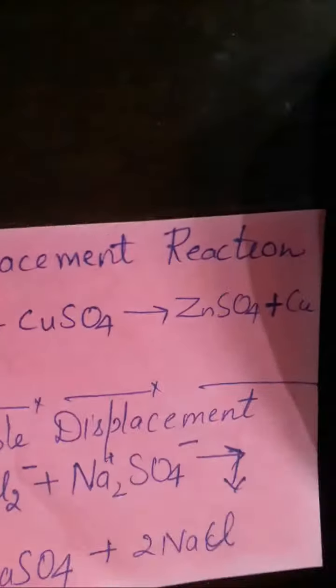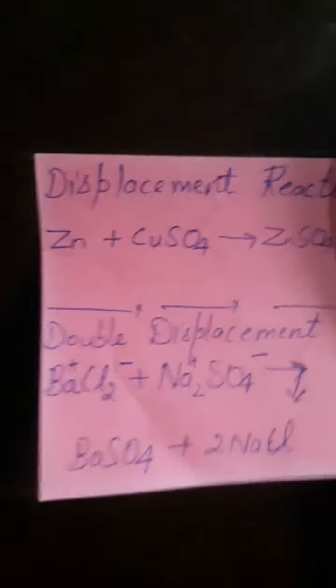The same thing is happening here. Zinc is displacing the copper from its solution, and we are getting the zinc sulfate solution and the copper metal. So in a displacement reaction we can simply say that a highly reactive metal will displace a less reactive metal from its solution. The word displacement indicates displace. Next is double displacement.